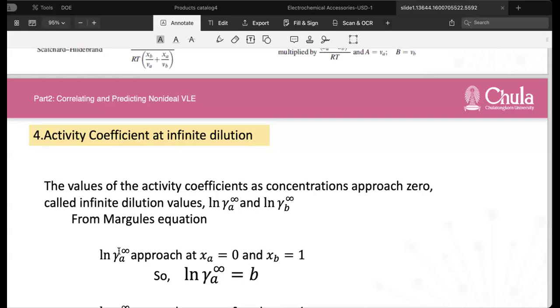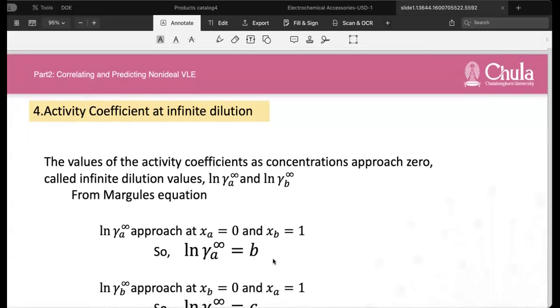So when we say gamma A infinity, that means XA is 0 and XB is close to 1. Okay, POB, we introduce A, then XA is close to 0, right? And XB is close to 1.